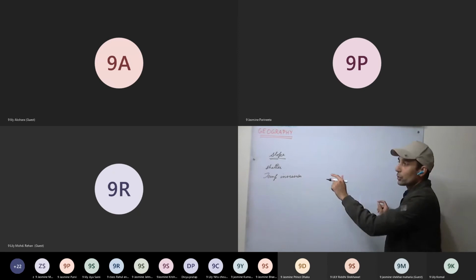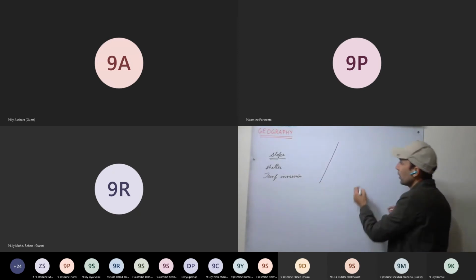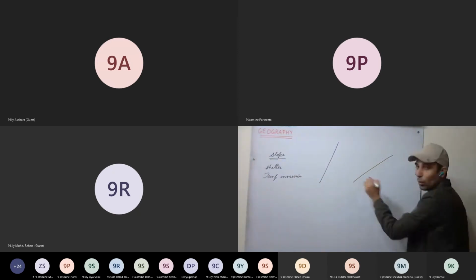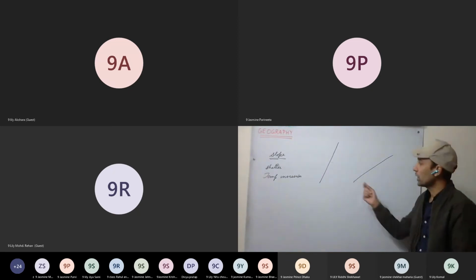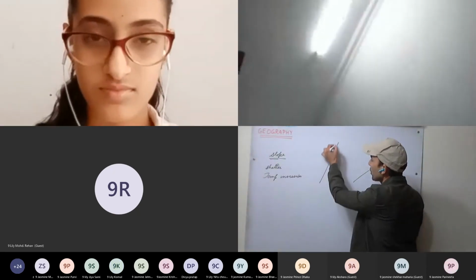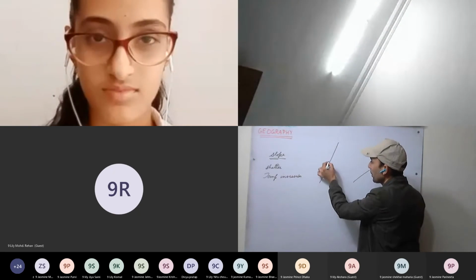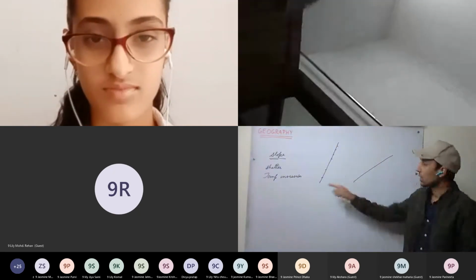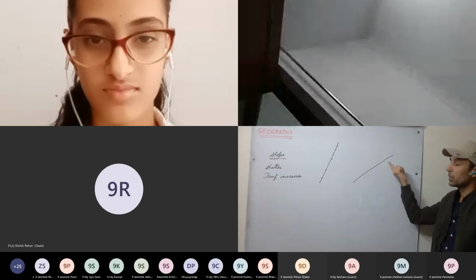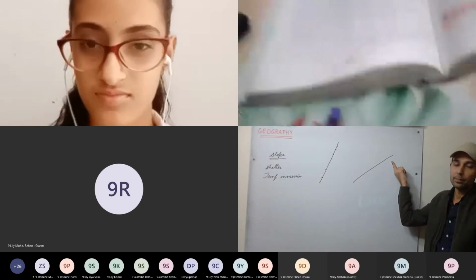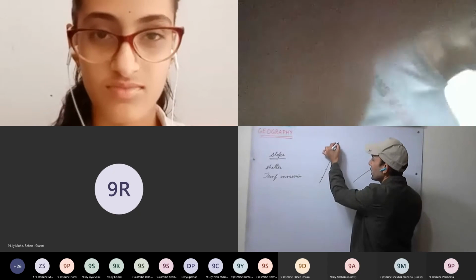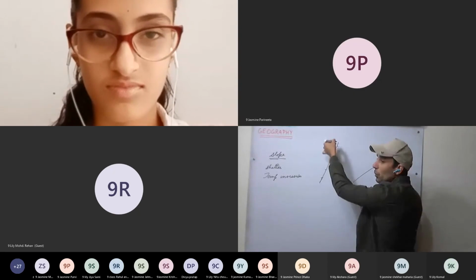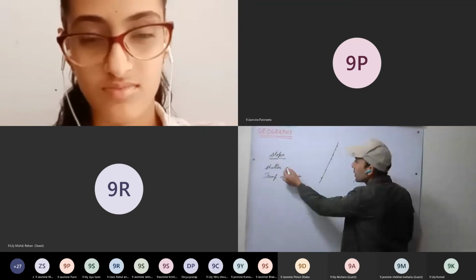So first the slope. Either the slope will be very steep or it can be a gentle slope. Now see here, on the steep slope the variation of temperature will be more as compared to the gentle slope. So as we move on the steep slope, variation in temperature will be more as compared to the gentle slope. This is clear.